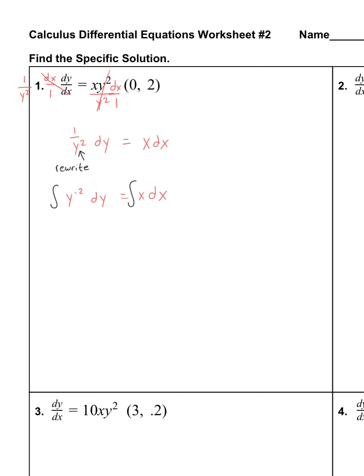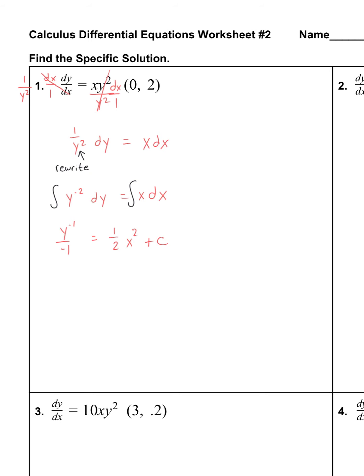The antiderivative of y to the negative 2 is going to be y to the negative 1 over negative 1. We add 1 to the exponent, so y to the negative 1 over negative 1. On the right, the antiderivative of x to the first is just x squared over 2. We write it as 1/2 x squared plus c.